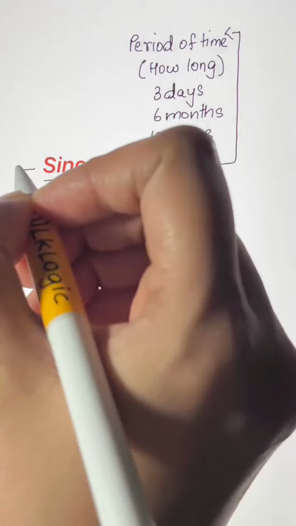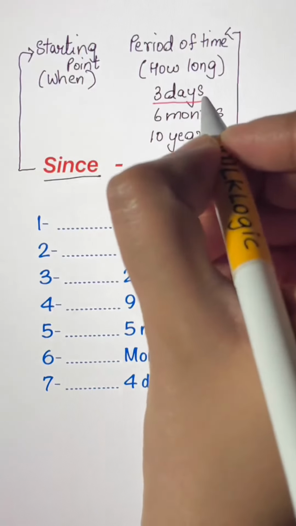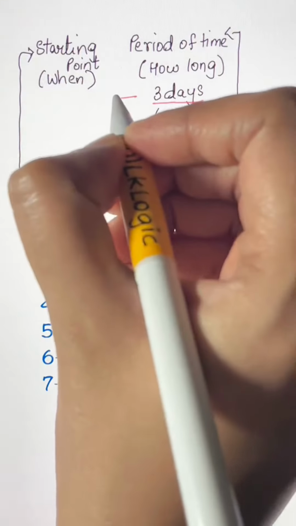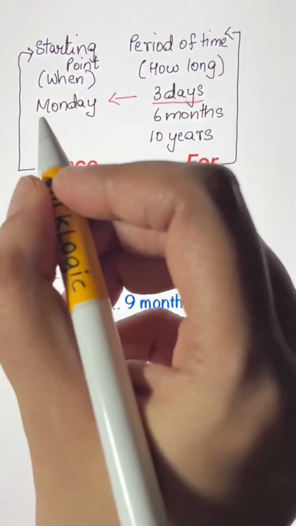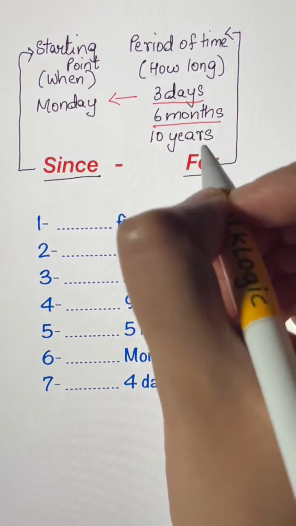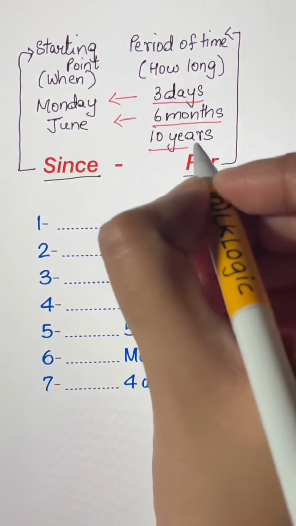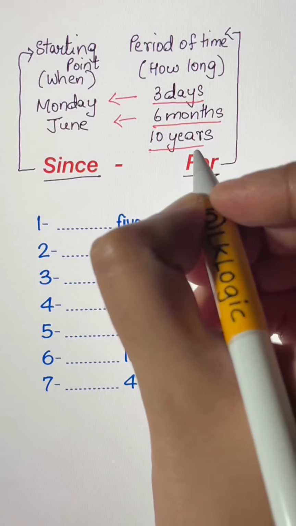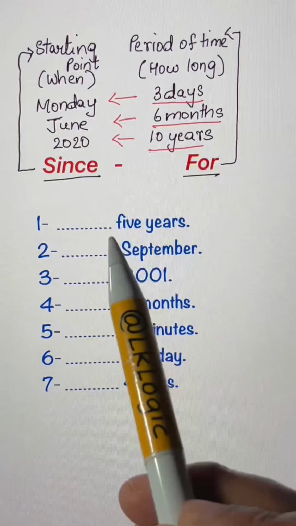But since comes before the starting point. When did you start? Here you say for 3 days. But here you say since Monday. We started on Monday. You here say the name of the day, not the number of days. We say for 6 months. But since June, the name of the month. For 10 years. This is the number of years, but since 2020, the name of the year.